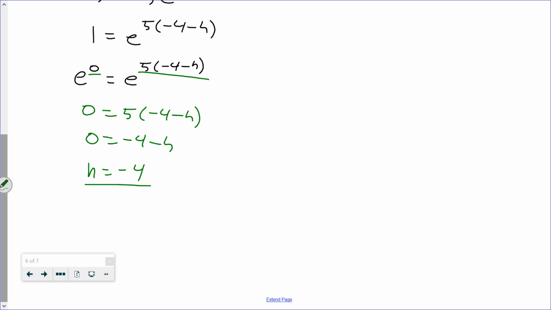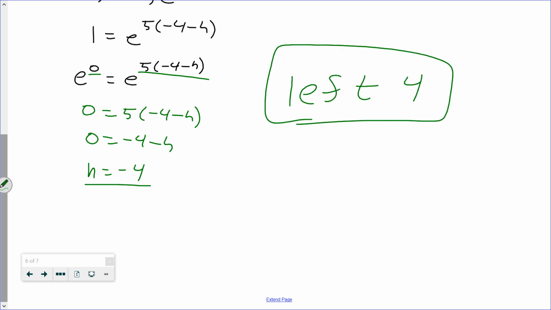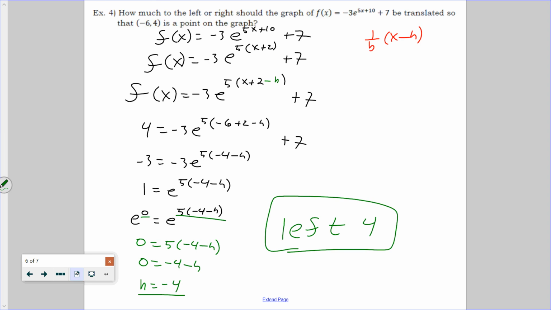The equation is opposite, but the actual value itself is left 4. In the equation, you see x plus 4, which means you have an h value of negative 4, which means you're going left. So you need to move this graph left 4 so that the point will stay on the graph. Does that make sense? Everyone okay with that? We're done.